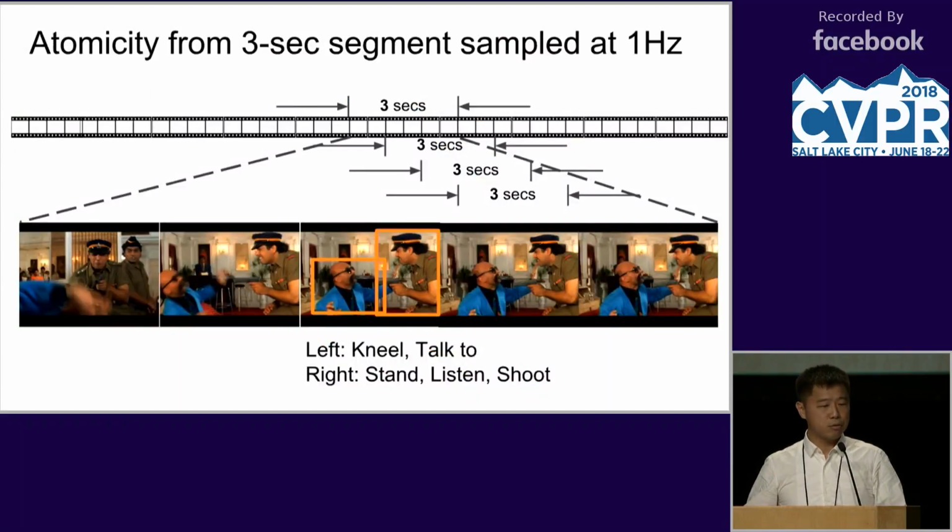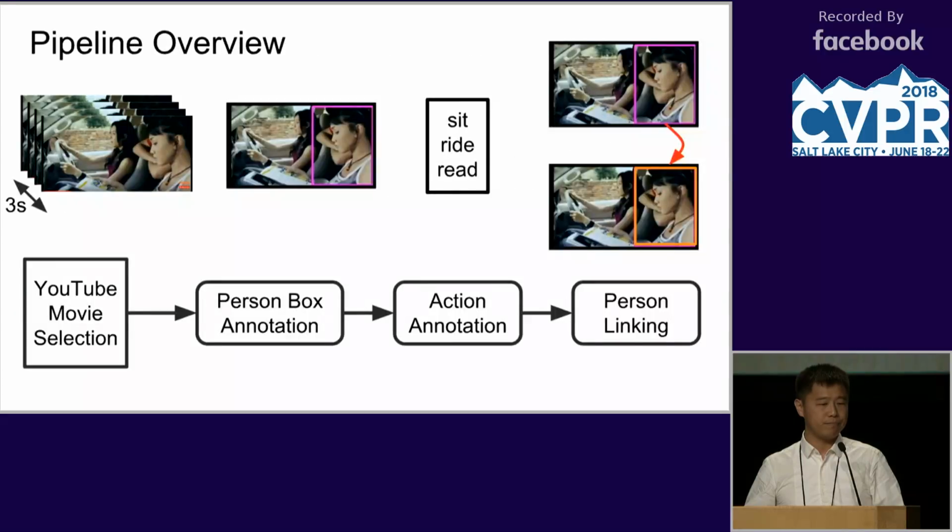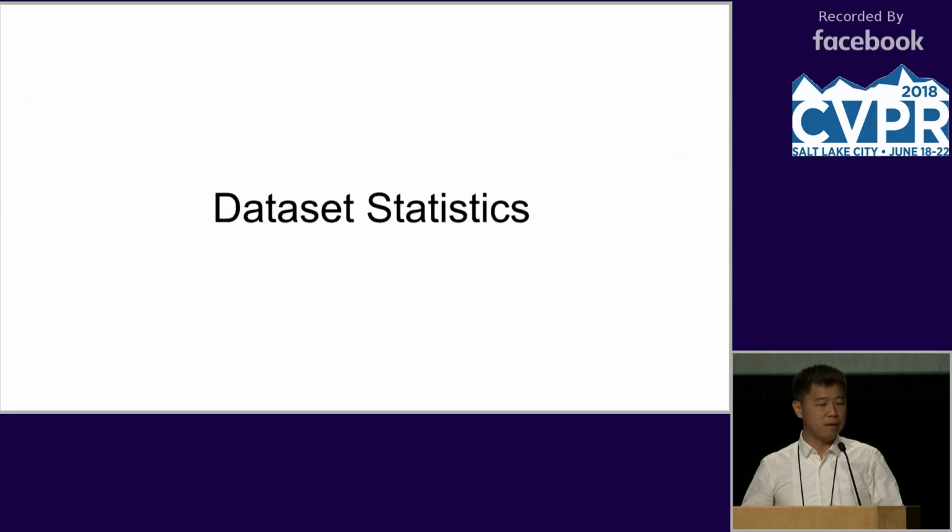And here's an illustration of our annotation framework. Each segment is 3 seconds, and they are densely sampled at 1 Hertz. In order to annotate the labels, we first select movies from YouTube. We chose movies because they have realistic actions. And then we label all the person's bounding boxes and the actions in the middle frame of each segment. And we also link neighboring frames to construct the tracks.